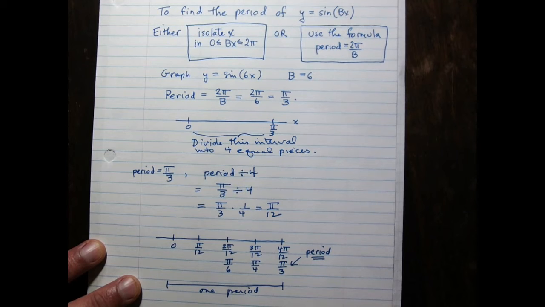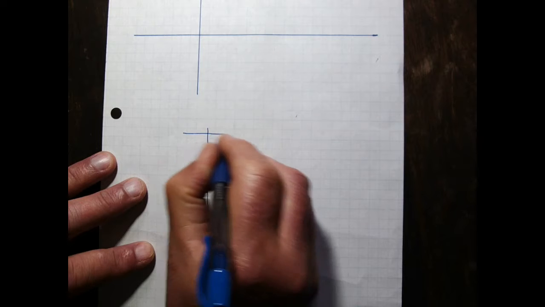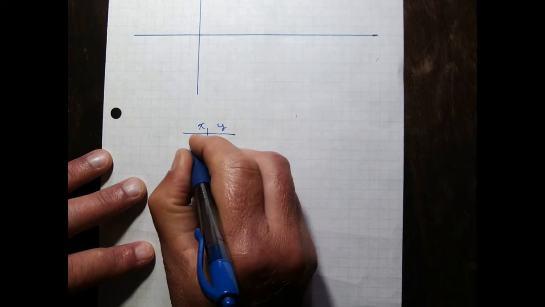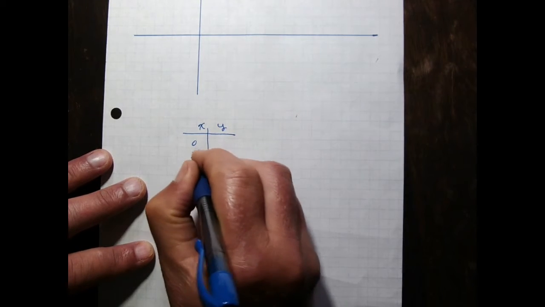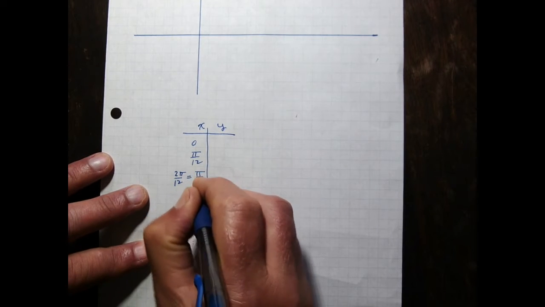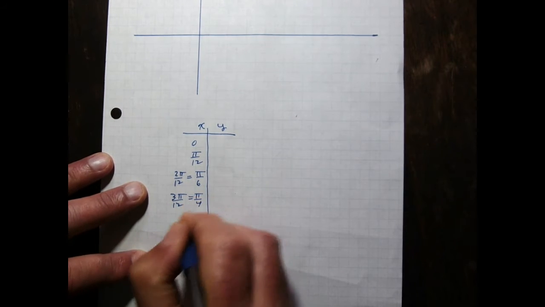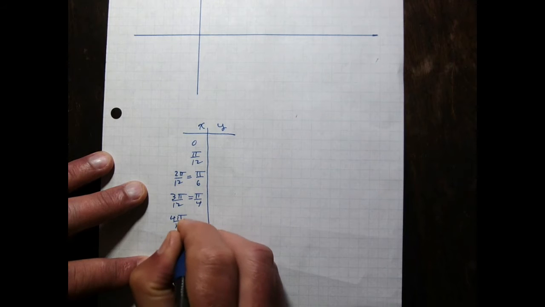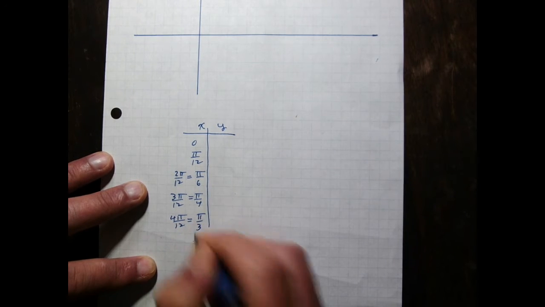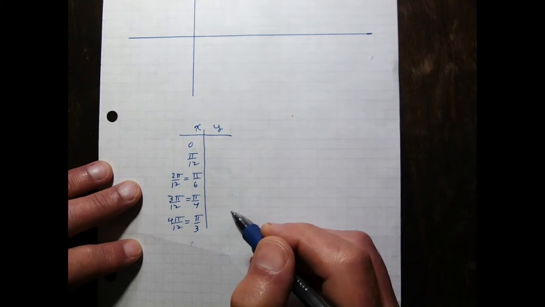Now, you won't have to plug in once you get used to it, but I'm going to use these values in a table just this one time, because I want to make sure you see what we've found here. So those values are 0, pi over 12, 2 pi over 12 was pi over 6, 3 pi over 12, pi over 4, 4 pi over 12 is pi over 3. These new values work kind of like the quadrantal angle values.